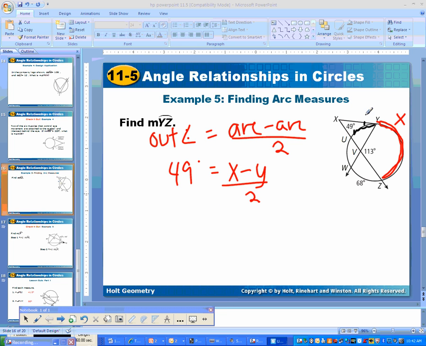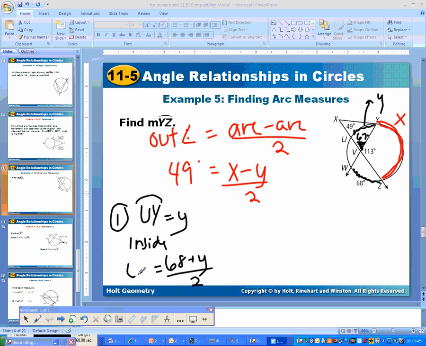Okay, so we're going to try to first find out what this is. So our first step is going to be figure out what arc uy is, which I'm just going to call y. Okay, so if you look at this stuff, well, I do know that this opposite one is 68 degrees, and I don't know what this one is, and this angle is 113 degrees. This angle is supplementary, so 180 minus 113 is 67 degrees. And I'm going to hurry this up a little bit because I think I'm running out of time. So this is 67 degrees, and this is an inside one. So for the inside angles, that's when you add them up. So I'm going to add up 68 plus y divided by 2, and that should equal 67.